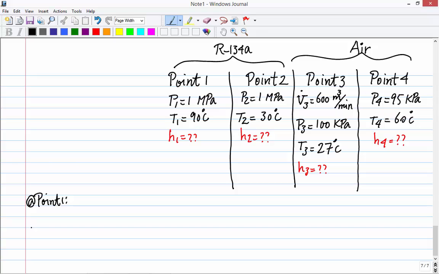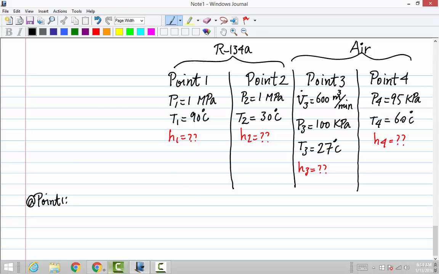So I have pressure and temperature. Well, pressure and temperature, so it means I know the status of the system and of the state. I know the state, right? So let's go. What is the pressure? It's 1 megapascal, and T1 is 90 degrees C.